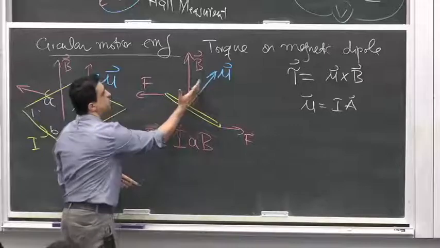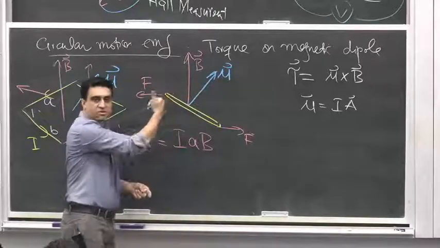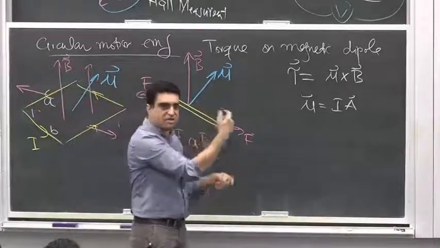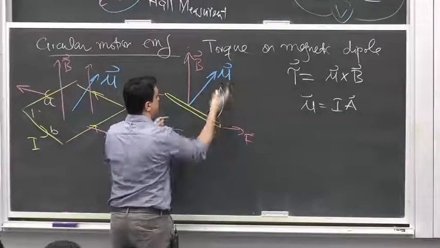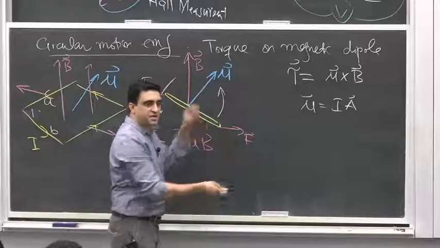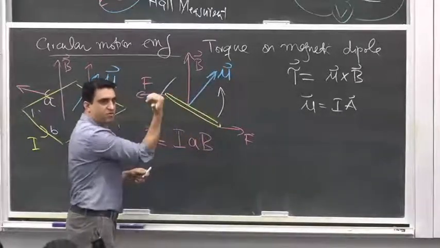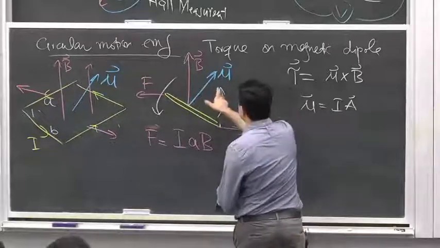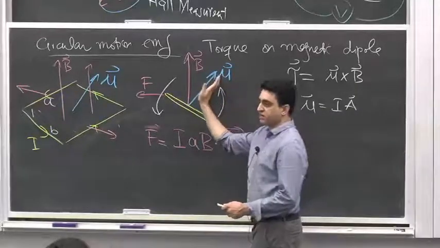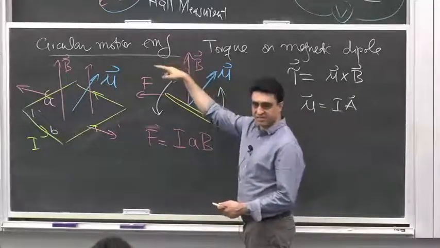Because you have mu cross B, you would have a torque which is outward, and an outward torque has a sense like this. So this side would rotate this way, and this side would rotate this way. So that's your torque in the outward direction, a motion something like this. If this happens, what would this mu try to do? It would try to move in that direction.